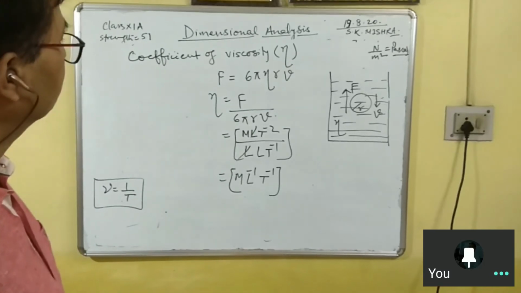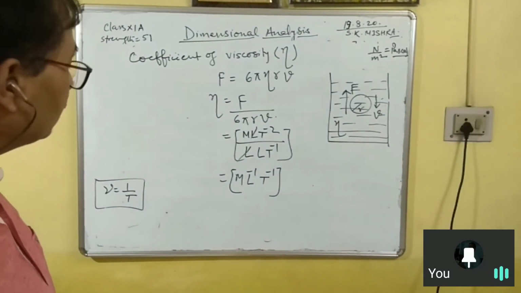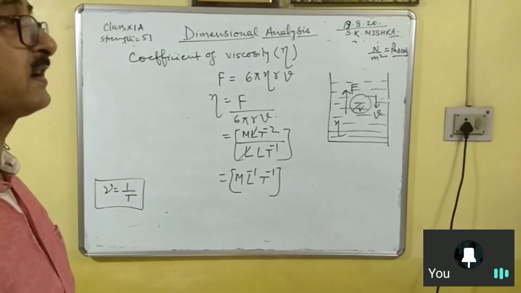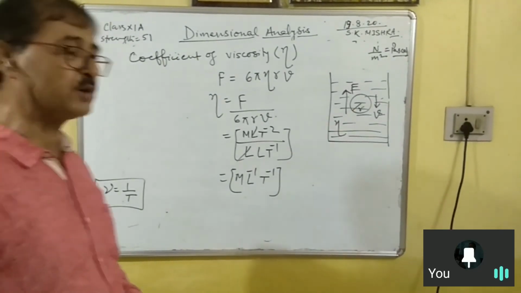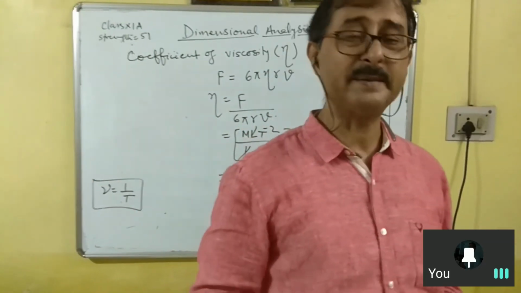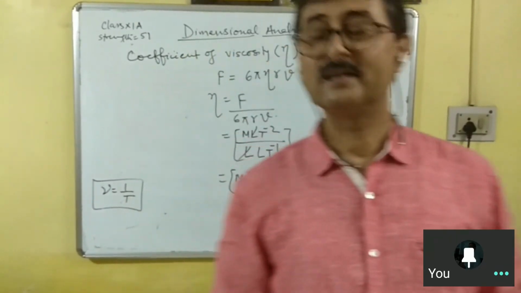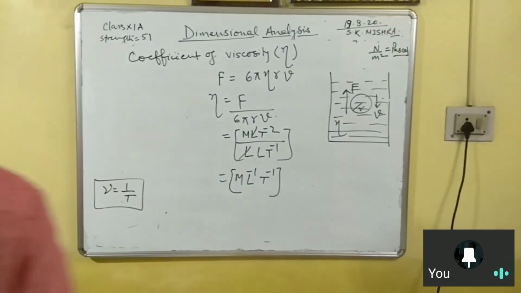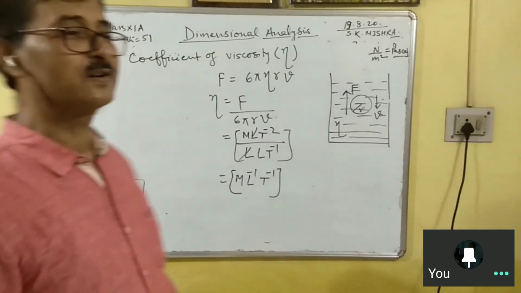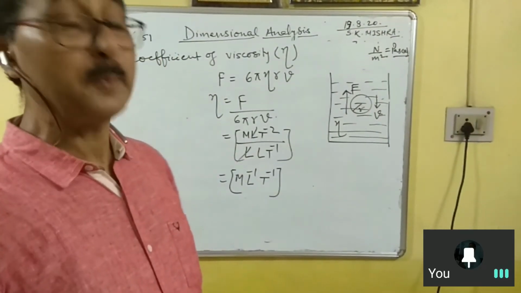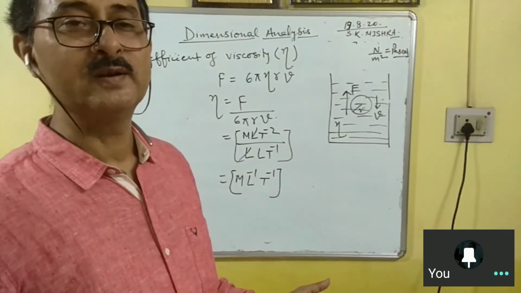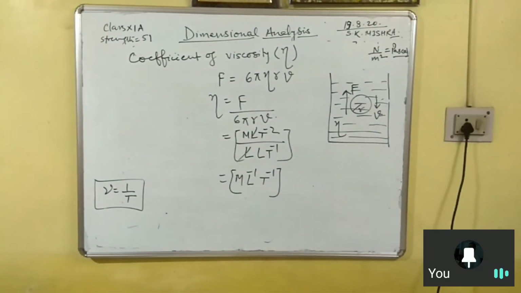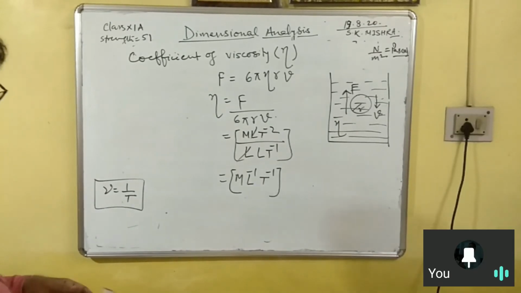Yeah? Angular momentum, see the angular momentum? Angular momentum and Planck's constant. See, angular momentum and Planck's constant, do they have the same dimension? Yeah. So there are some physical quantities which have the same dimension, but their nature, quality, properties will be different. So ML^-1T^-1 is the dimension of the coefficient of viscosity, eta.